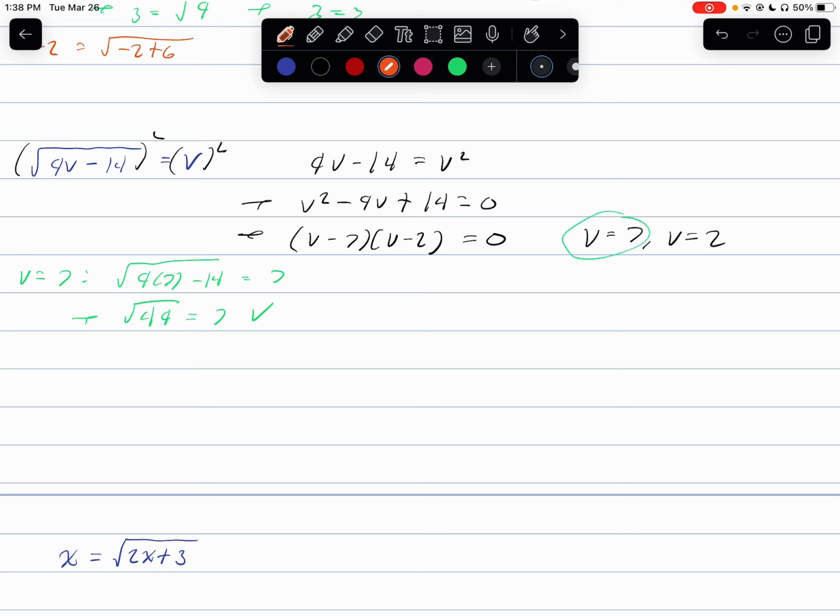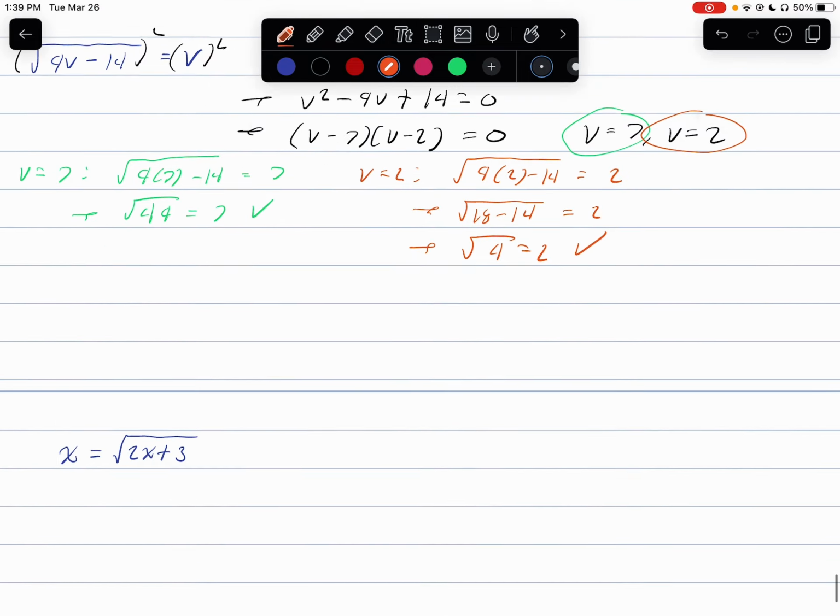How about v equals 2? So we have the square root of 9 times 2 minus 14 should be equal to 2. Well, this becomes the square root of 18 minus 14 is equal to 2, or the square root of 4 is equal to 2. And that is true. So v equals 2 is also a valid solution for this equation.